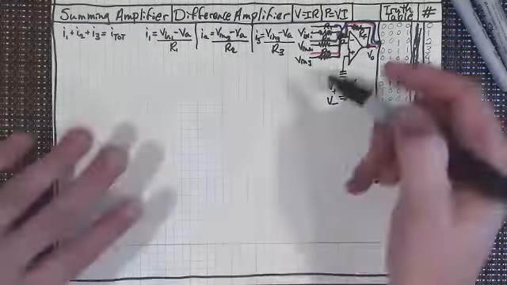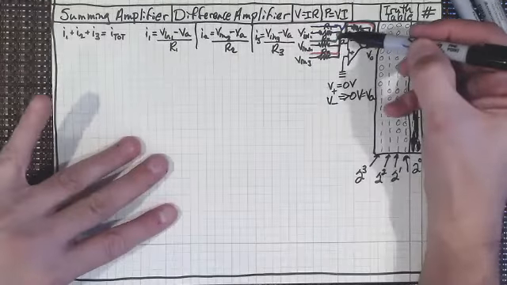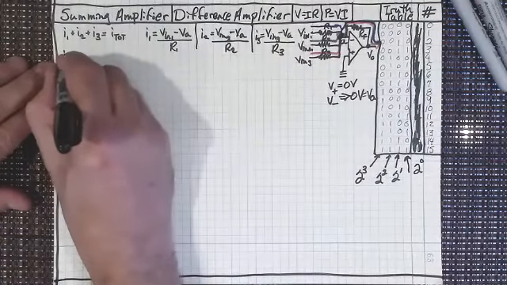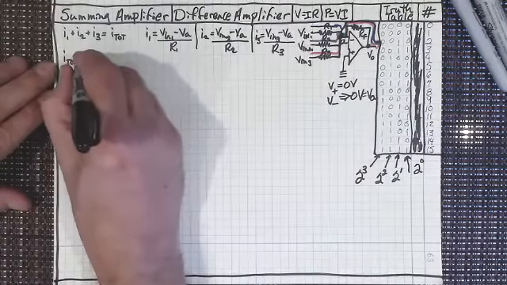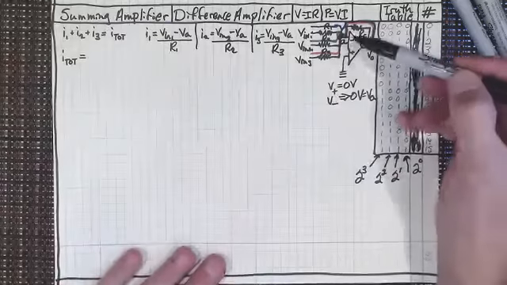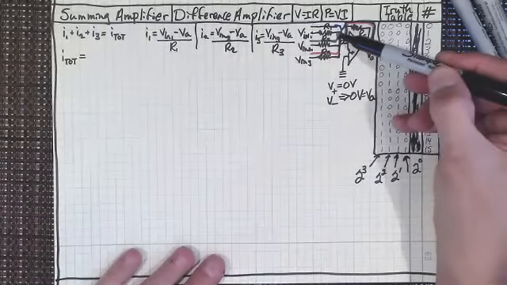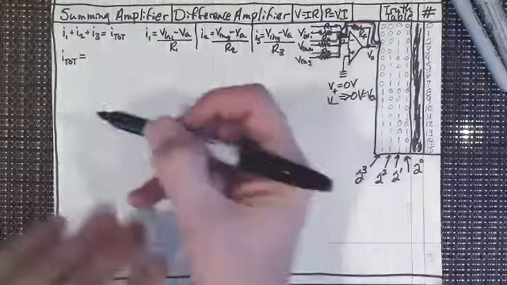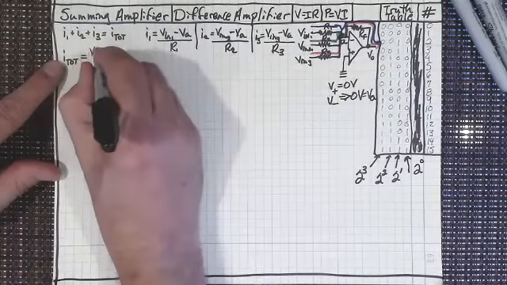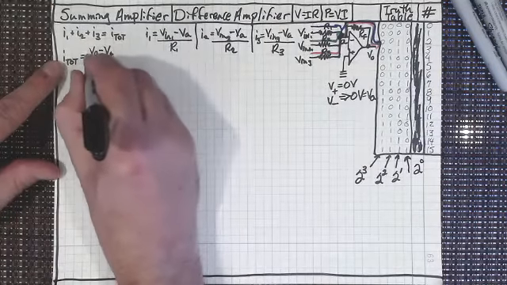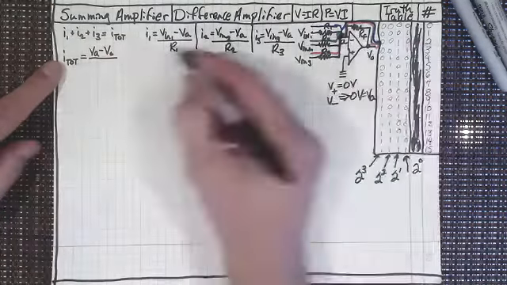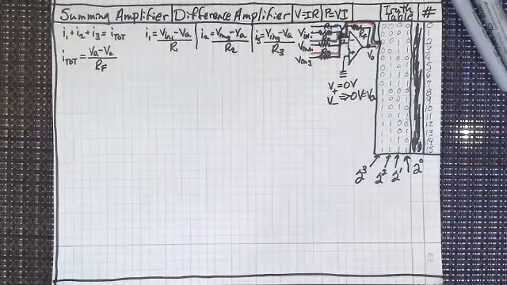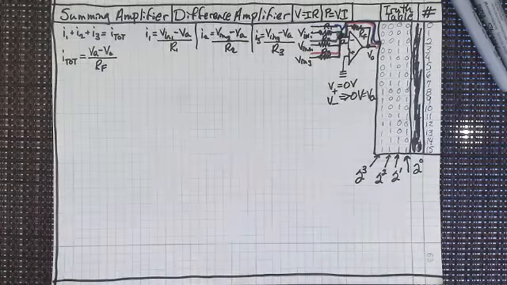What's I, by the way? Look at this. That's I total. So what is I total? Well, we can see it's going to be V sub A minus V sub O, so V sub A minus V out, divided by that resistor right there, R feedback, right? Everybody see what I've done with all of these?